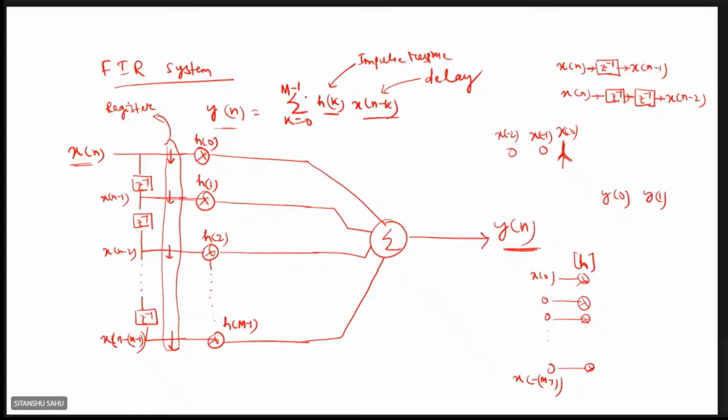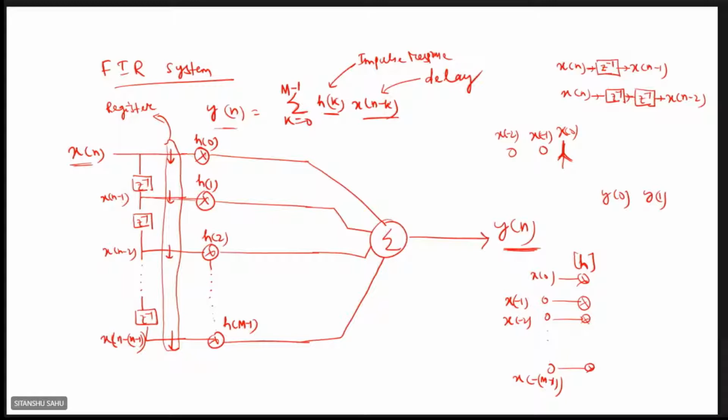Yes, sir. Then it will be h of 2 into x of 1 minus 2. So that means minus 1, x of minus 1, isn't it? Yes, sir. Okay. So that means what was here? So it is 0. So let me represent this one, x of minus 1 here. It was x of minus 2. It was x of minus 1.